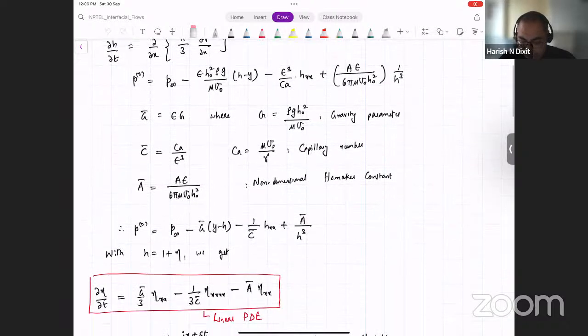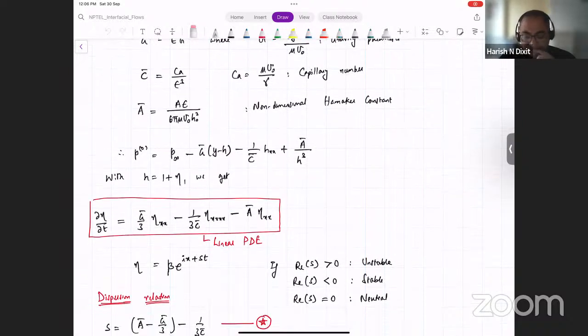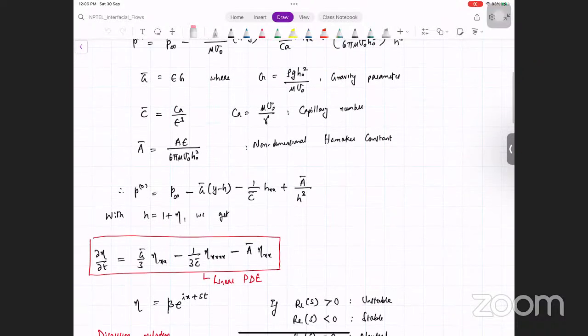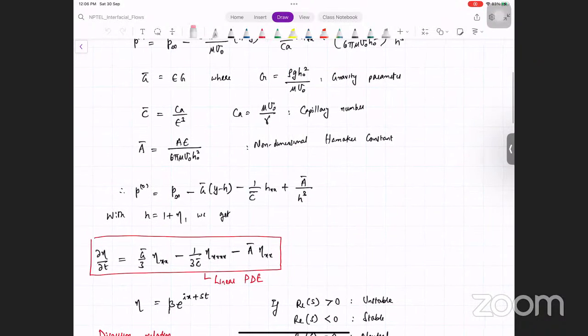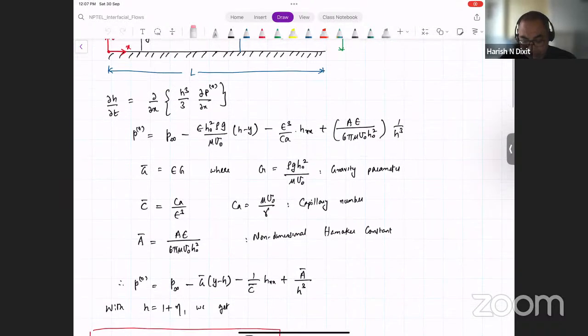If you notice here, the expression that I've taken for eta is beta times e power i kx. There is no k there. Correct, yes, sir. There's no k there. Yeah, that may have led to some confusion.